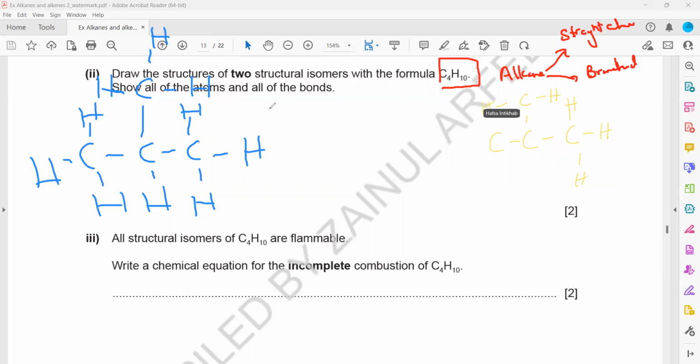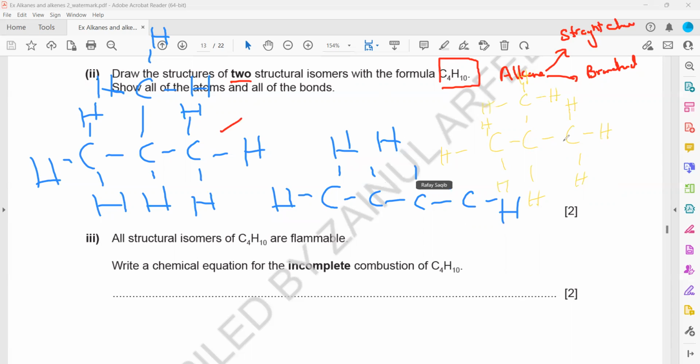But the branch cannot be like this. The second one is having a methyl CH3 group, or this is 2-methyl propane. This is one. And because we have to draw two, what about the straight chain, butane? For alkanes we don't need the position. So the straight chain carbon, yes, this is right. That's the branched one, and then the straight chain.